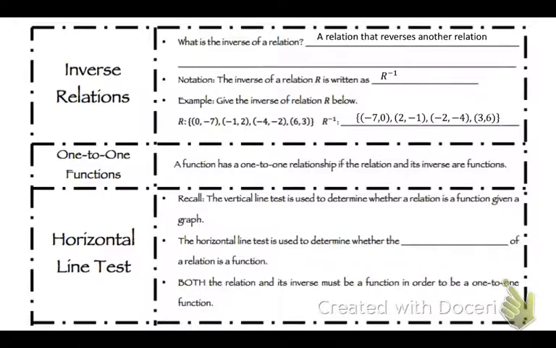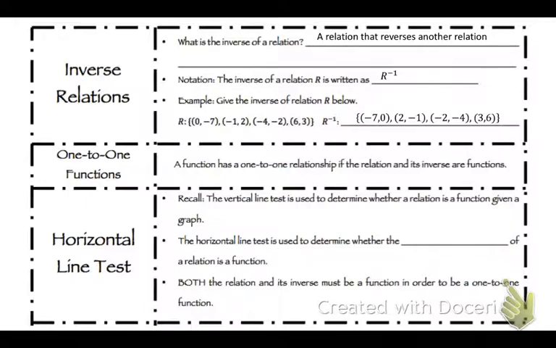And there's a way to check this with the vertical line test. A vertical line test tells you if a function is a function. Then the horizontal line test tells you whether or not the inverse is a function. Okay, so recall the vertical line test is used to determine whether a relation is a function given a graph. So that's when you just draw a vertical line. If it only crosses once, then it's a function.